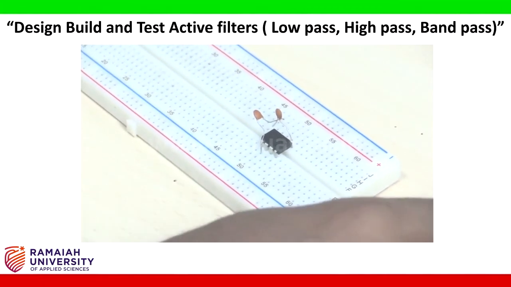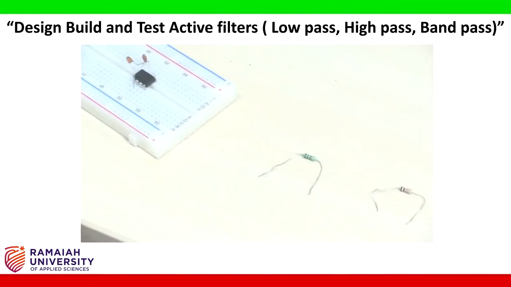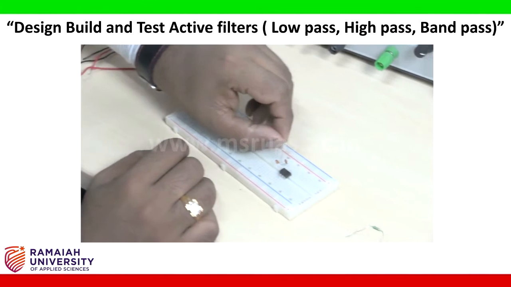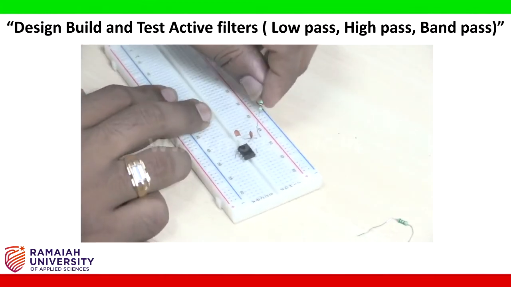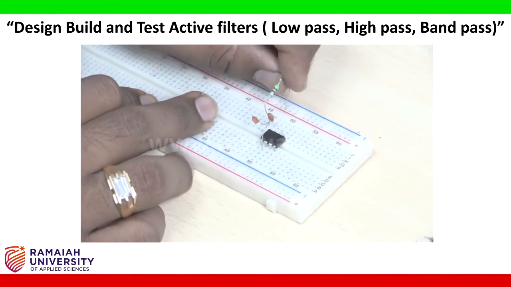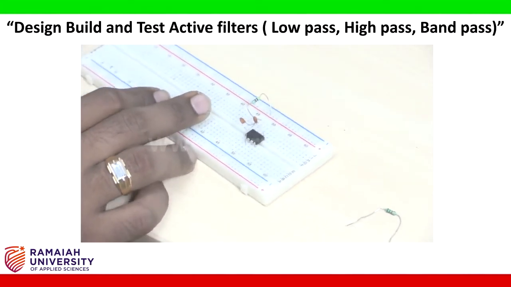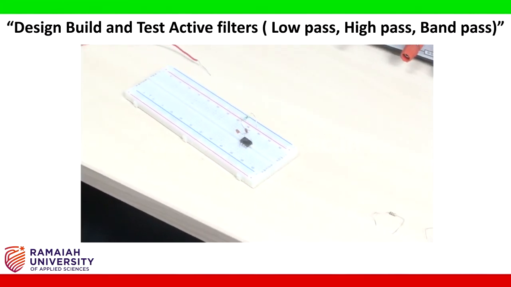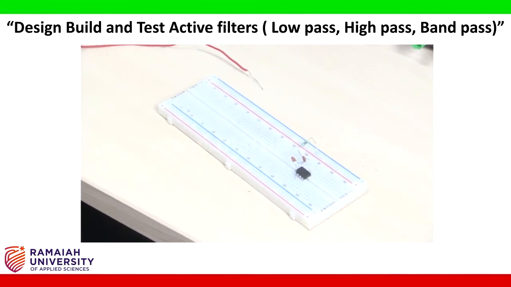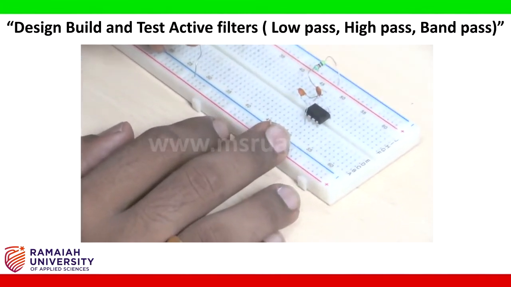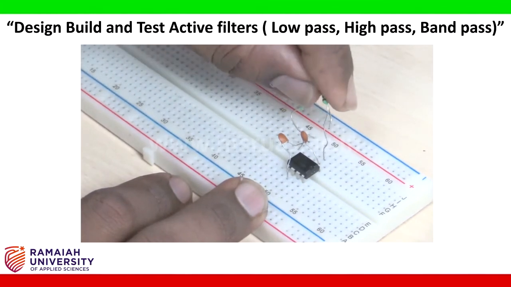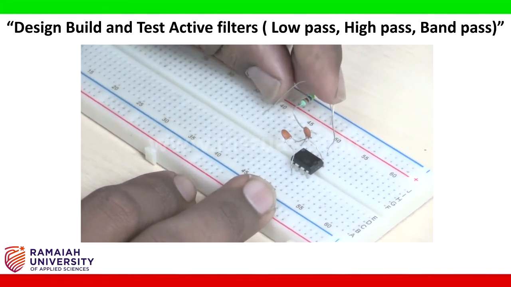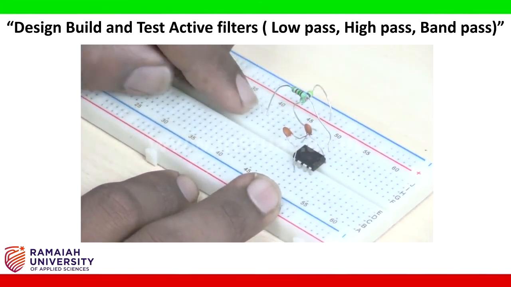Next I'm taking a 6.2 kilo ohm resistor and I place the 6.2 kilo ohm resistor junction to the ground. So this is the junction and I made this to ground here. Next I am taking another 6.2 kilo ohm resistor and I place that into pin number 2 and somewhere in the circuit board. So this is pin number 2 and I placed it into another point here in the circuit board.